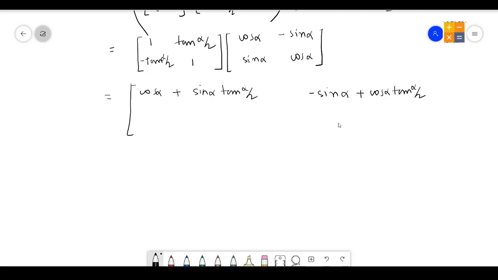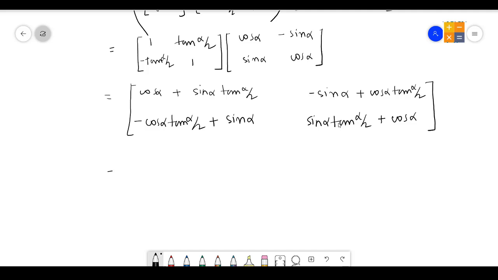Now for this position, it is again minus tan alpha by 2 into cos alpha, so cos alpha into tan alpha by 2, followed by plus 1 into sin alpha, 1 into sin alpha means sin alpha. Again for this last position, minus sin alpha into minus tan alpha by 2 will ultimately be a positive quantity. Then it is sin alpha, then tan alpha by 2. The last position is 1 into cos alpha. The result comes as cos alpha.